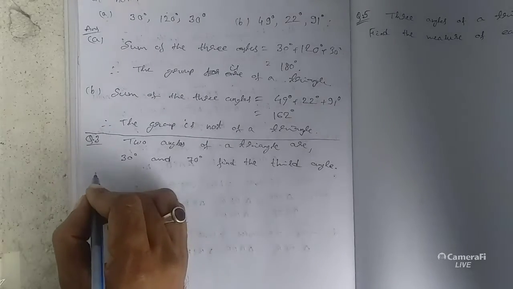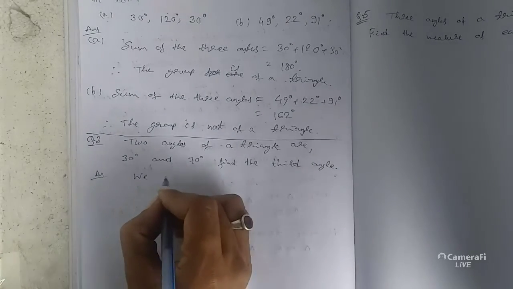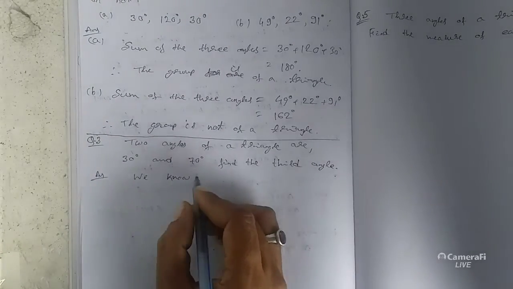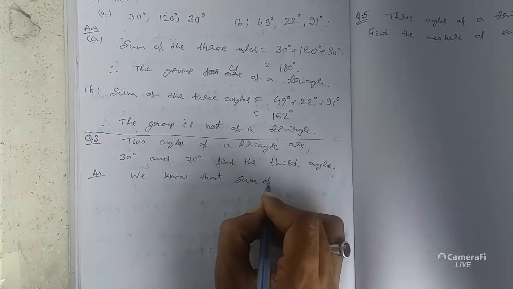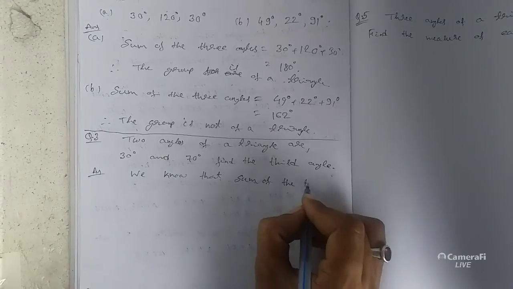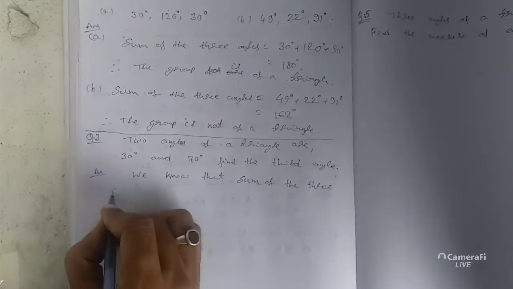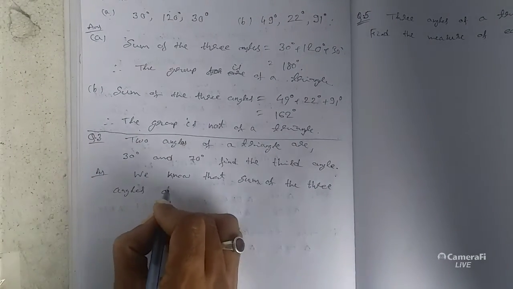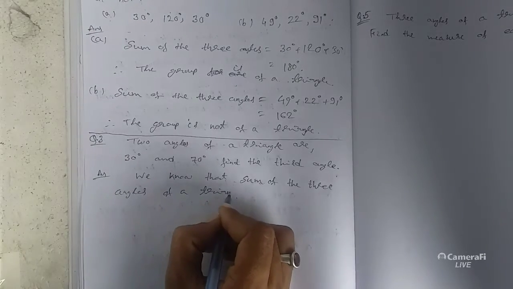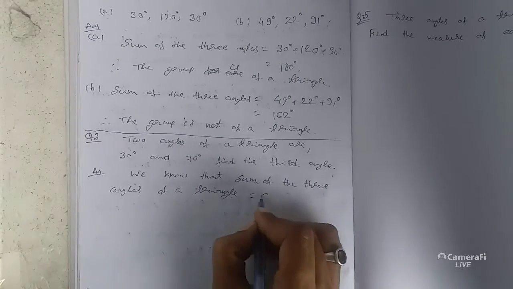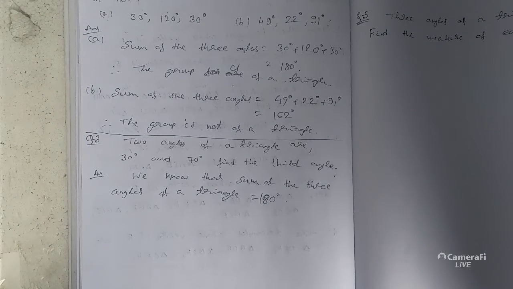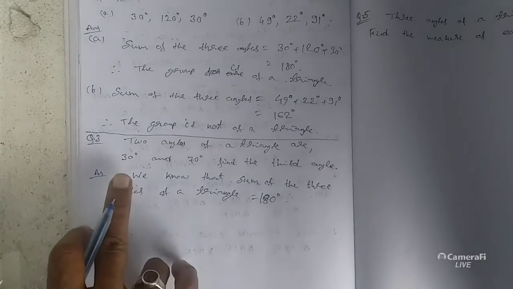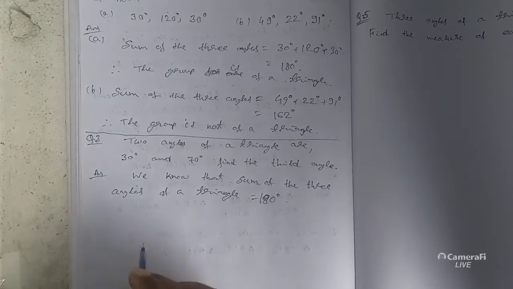We know that sum of the 3 angles of a triangle is equal to 180 degree. Sum of the 3 angles of a triangle is equal to 180 degree. Now here is already given 2 angles. Let us find the sum of the 2 angles.